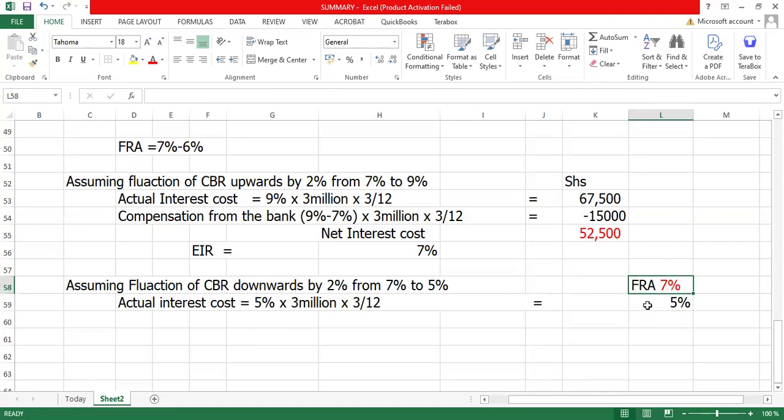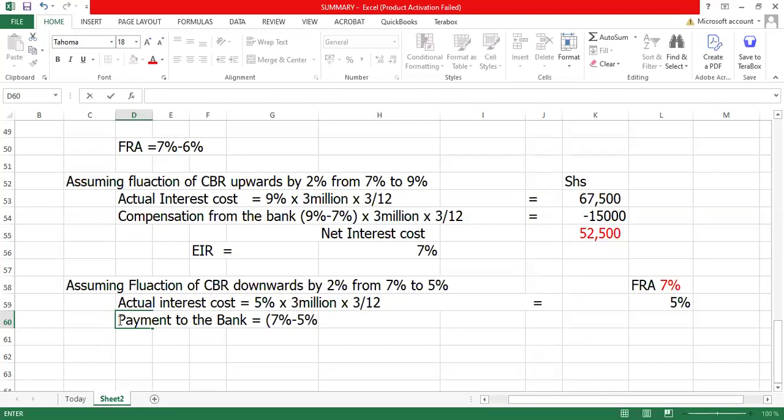And as you compensate, it means that now you're making a payment. You the borrower, you are paying to the bank. Okay. So you're benefiting. So you get this 7% minus 5% times 3 million.